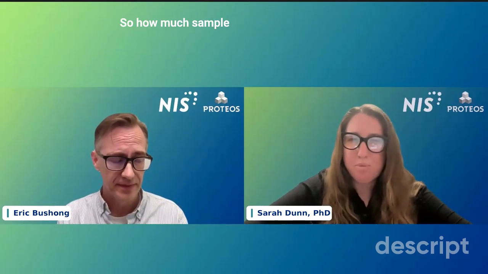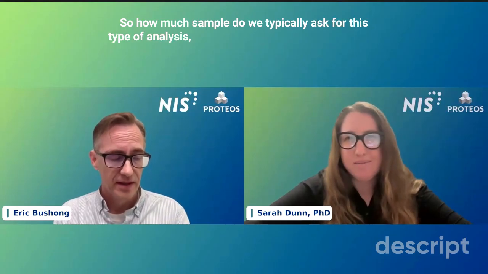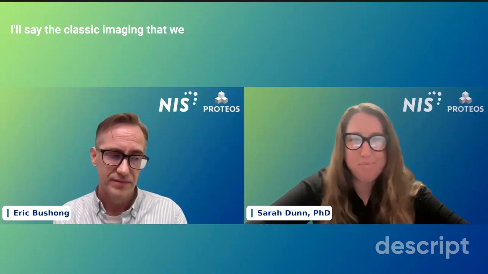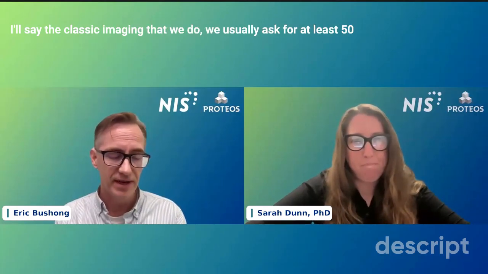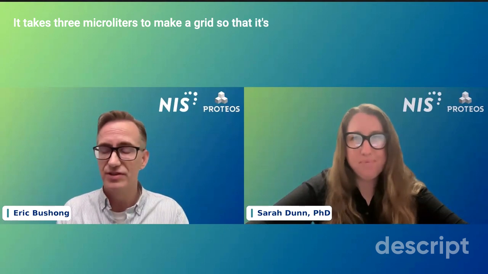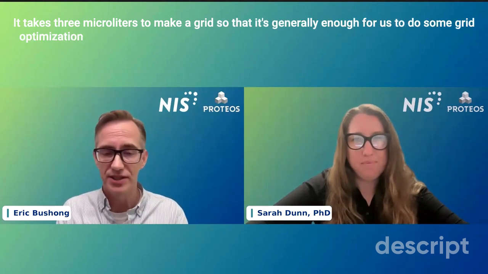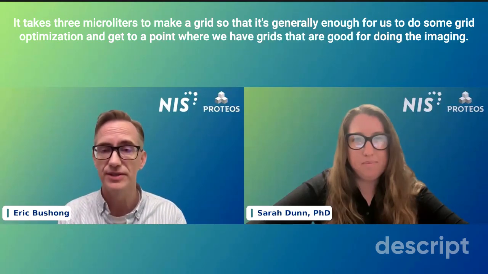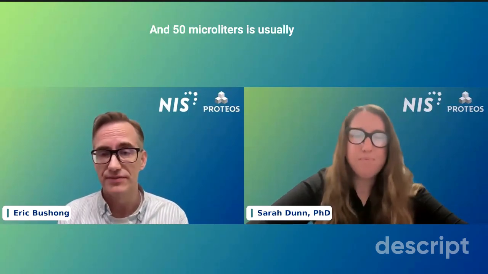So how much sample do we typically ask for this type of analysis, and is it different than our standard, the classic imaging that we do? We usually ask for at least 50 microliters of a sample. It takes 3 microliters to make a grid, so that is generally enough for us to do some grid optimization and get to a point where we have grids that are good for doing the imaging. And 50 microliters is usually enough.